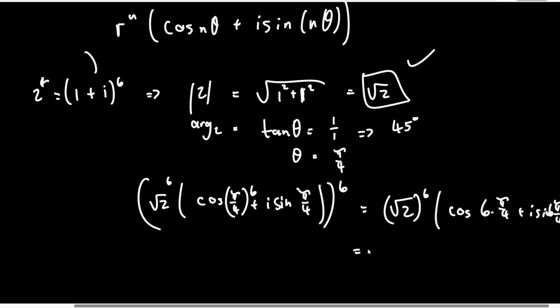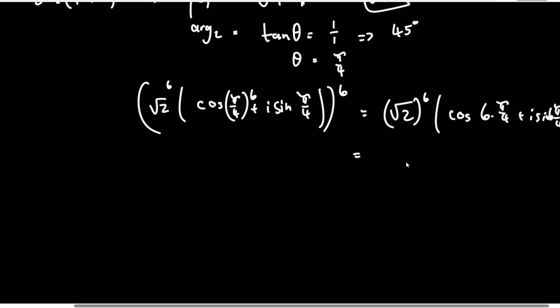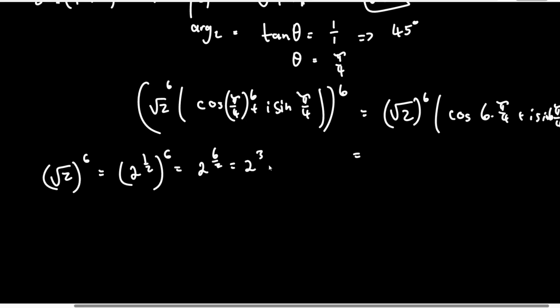Excuse me, I'm running out of space. How can we solve this one? Well, we can just simply say 2 raised to the 1/2 to the 6th, and that's going to be 6 over 2, which is 2 to the 3, which is 8. So I can say 8 times cosine 6 pi over 4, which can be simplified to 3 pi over 2, plus I sine 3 pi over 2.